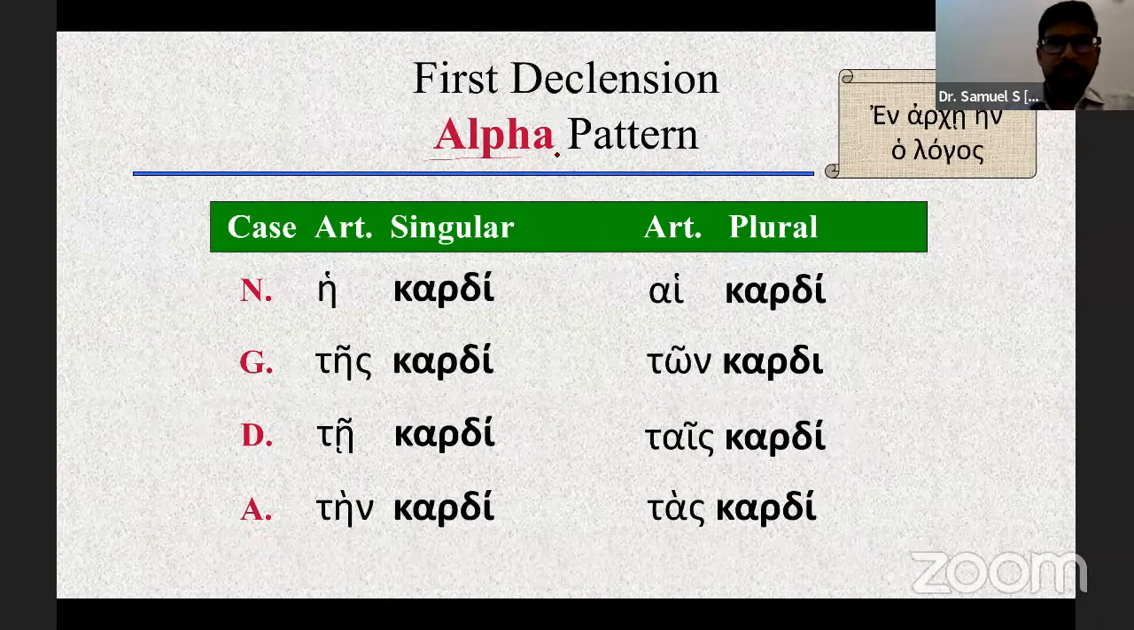Now alpha pattern. Remember I said it's this subgroup in the first declension.